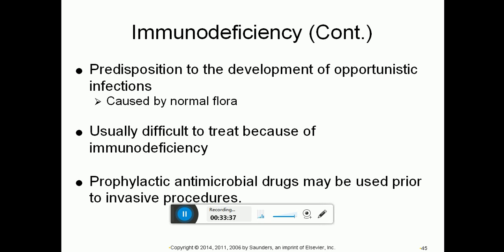For example, if there's a splenectomy patient coming in getting some kind of dental procedure done, even if it's very minor, they still have to take these antibiotics prior to the procedure to prevent infections.